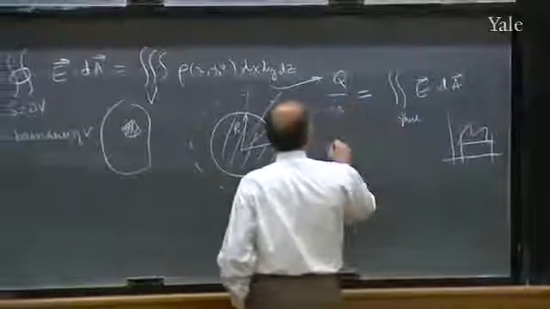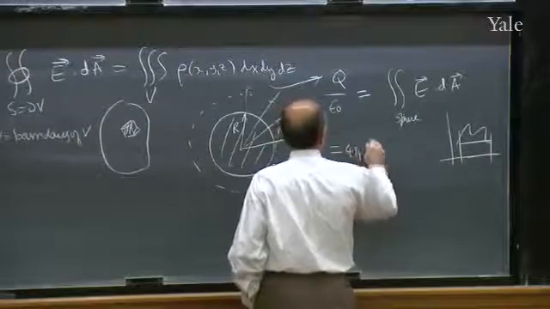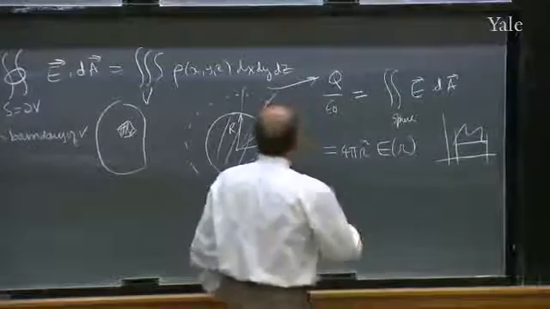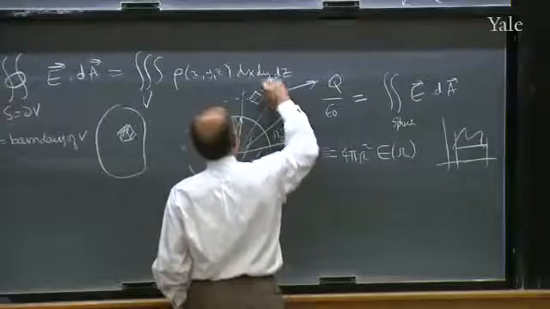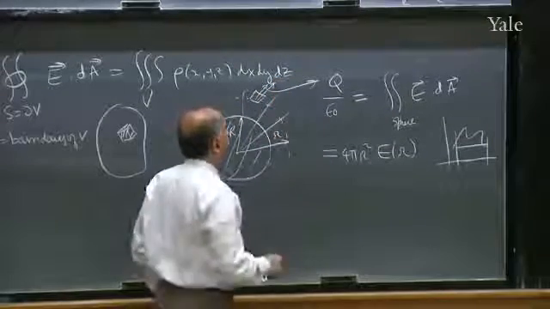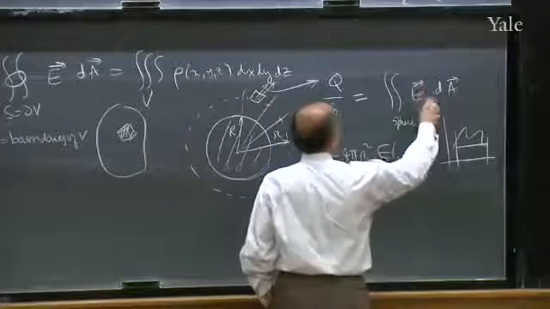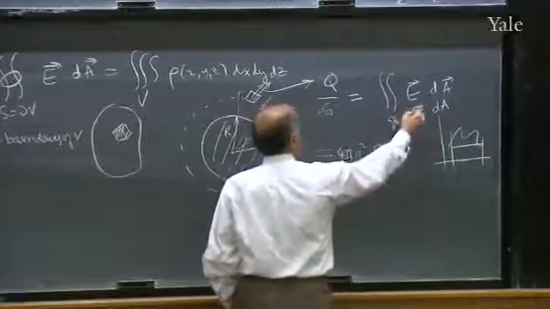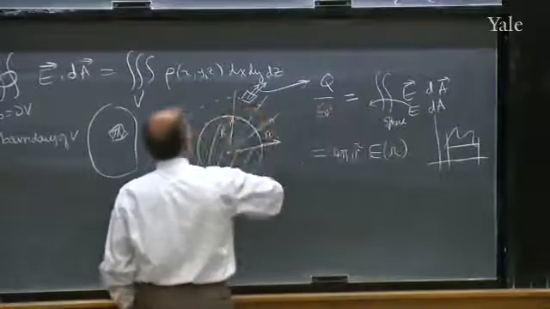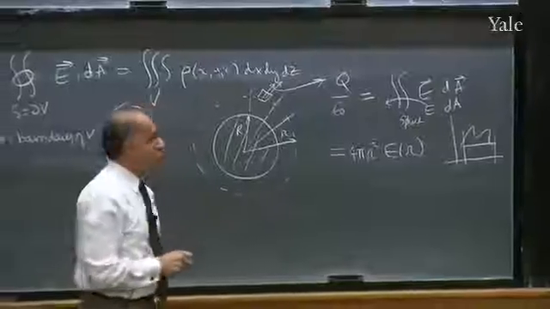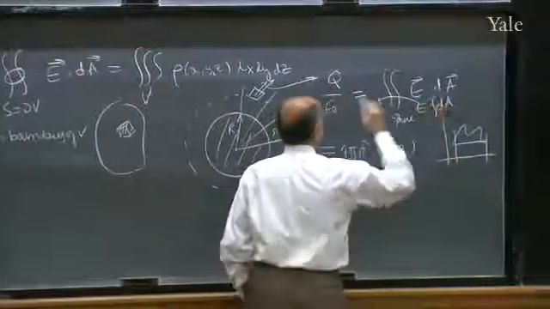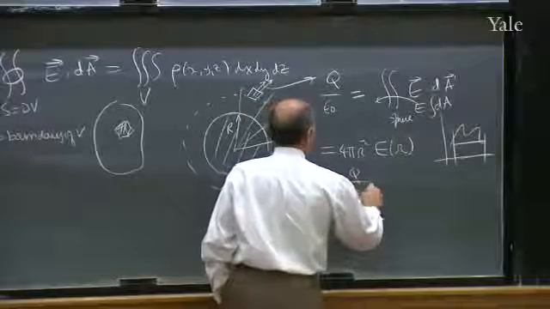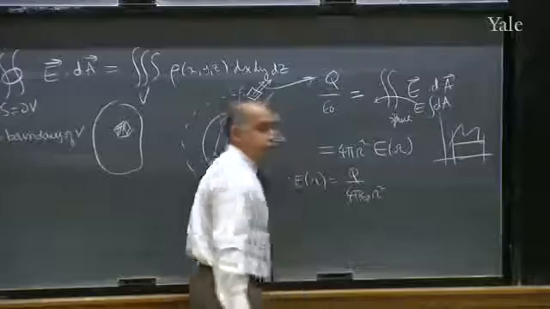Therefore, this whole integral is going to be 4 pi r squared times the electric field at that radius r, because the area vector and the electric field vector are both parallel. So in this dot product, forget the dot product, just E times dA. There's no cos theta, it's just 1. You can pull the E out of the integral because E is constant in magnitude on the sphere. And the integral of dA is just 4 pi r squared. Therefore, you deduce E(r) is Q over 4 pi epsilon 0 r squared.